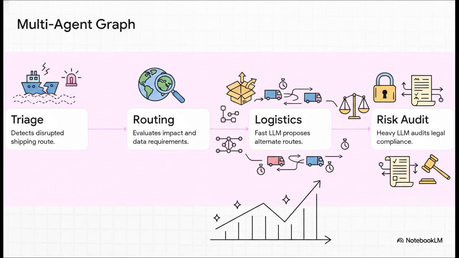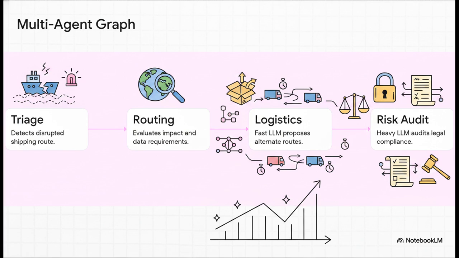Let's see this graph orchestration in action. Say a single disruption alert hits our supply chain system. It cascades through a specialized graph of agents. Step 1. A triage agent detects a disrupted shipping route in the Red Sea. It instantly hands off to Step 2, a routing agent, which evaluates the business impact. Then, Step 3, a specialized logistics agent, which is powered by a super-fast LLM, rapidly proposes 3 alternate routes.